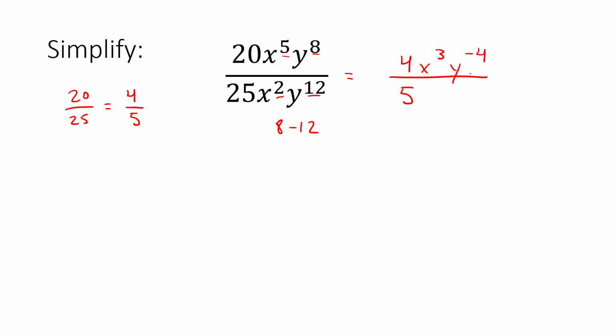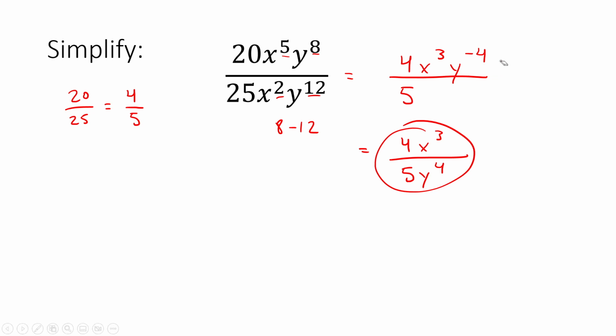So always do the top minus the bottom. Even if you get a negative, that's okay, because then if we get a negative, we're just going to bring that to the bottom. And that's our answer. If you left it like this, I would take a point off, but it's correct, it's just not how most professors are going to want you to do it.